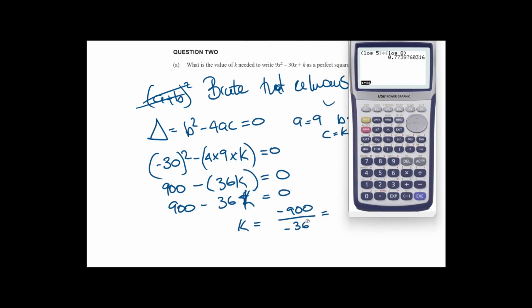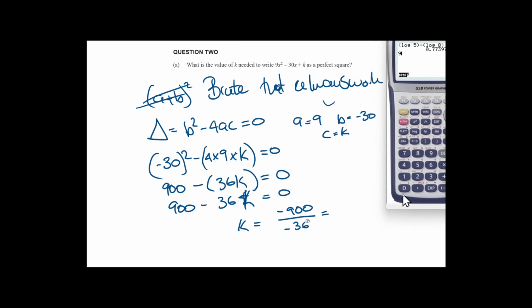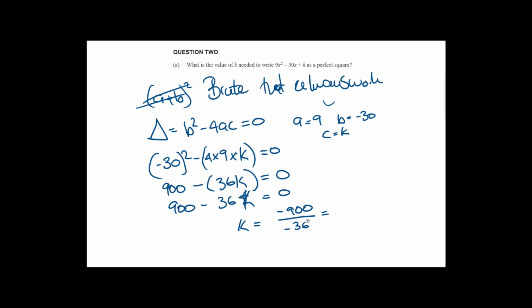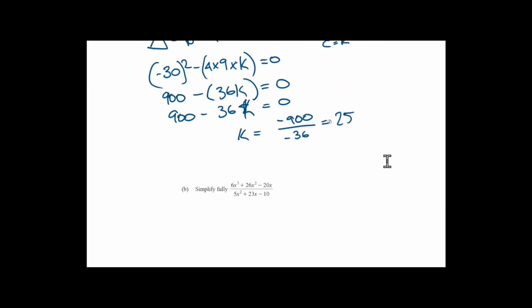900 divided by 36 is 25. k equals 25, and you can test that. If we were to graph that, it would embrace the x-axis. It will come down and touch it and then move straight back off again. But for now, I think that's an okay answer.